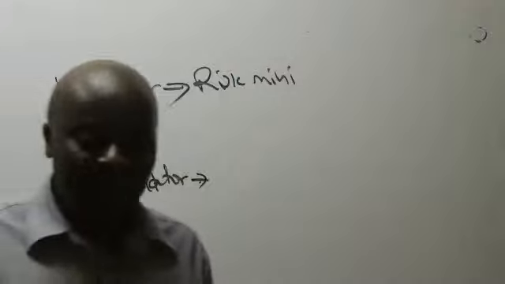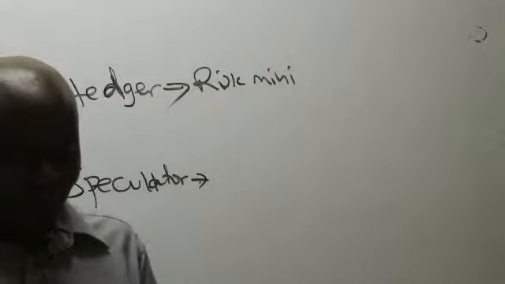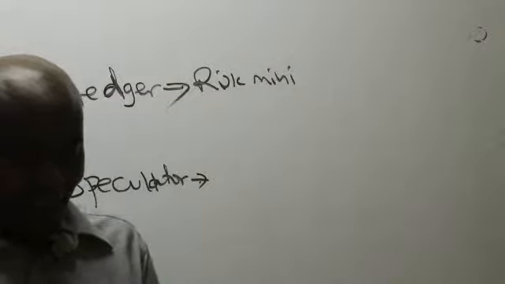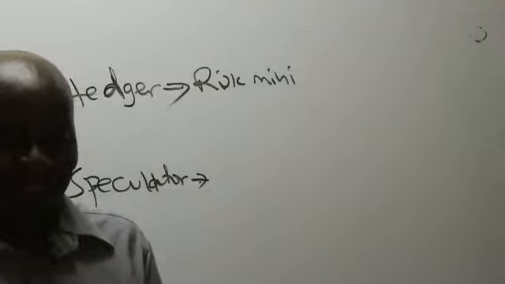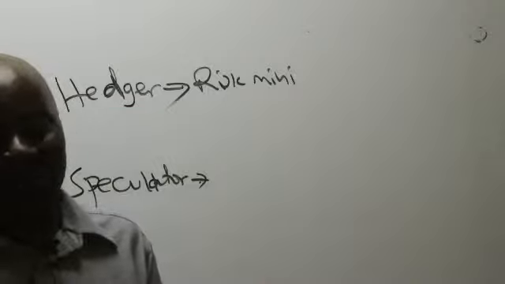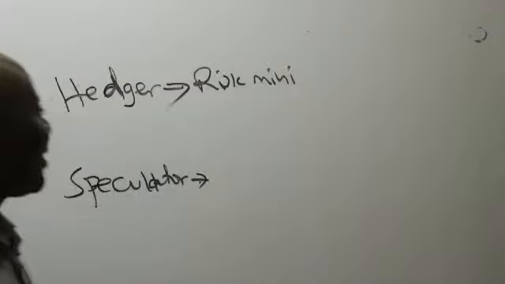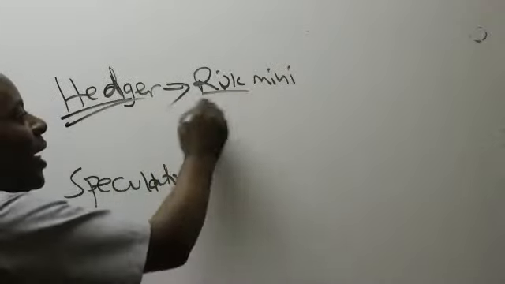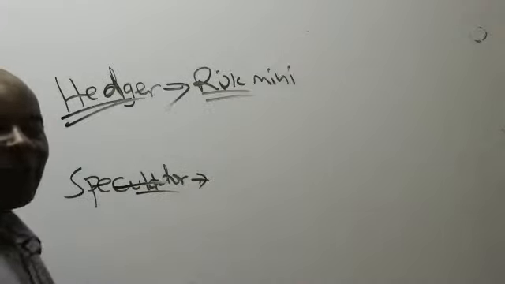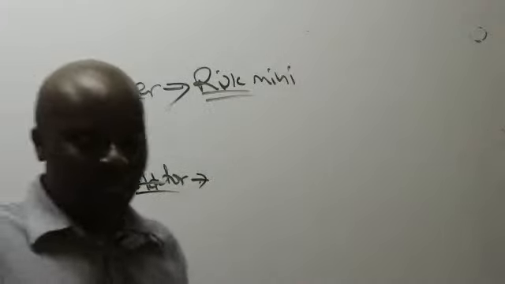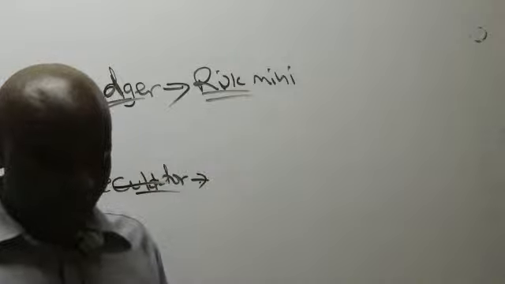Hiyo si imekutosha ama unataka tuendelee kuexplain tena? Ukisikia tu hedging, you are reducing what here? Risk minimization. Kama speculators wa shamba. Speculator wa shamba hawataka kujua mambo, ana buy leo 10 years aende kufanya namna gani? Kuuza, apate nini? Apate profit.